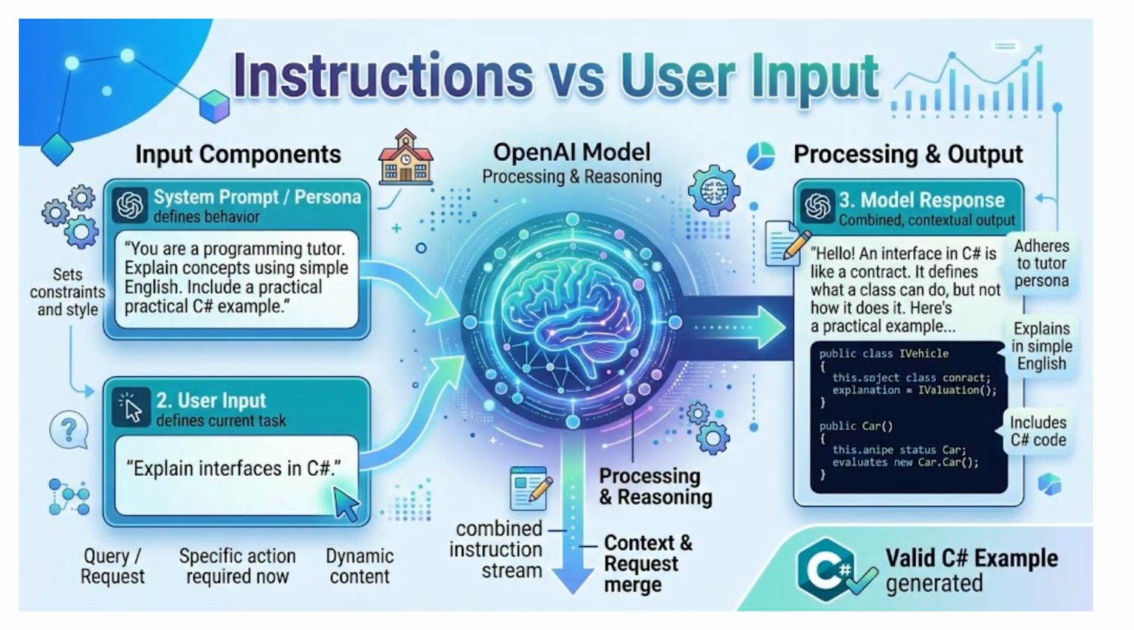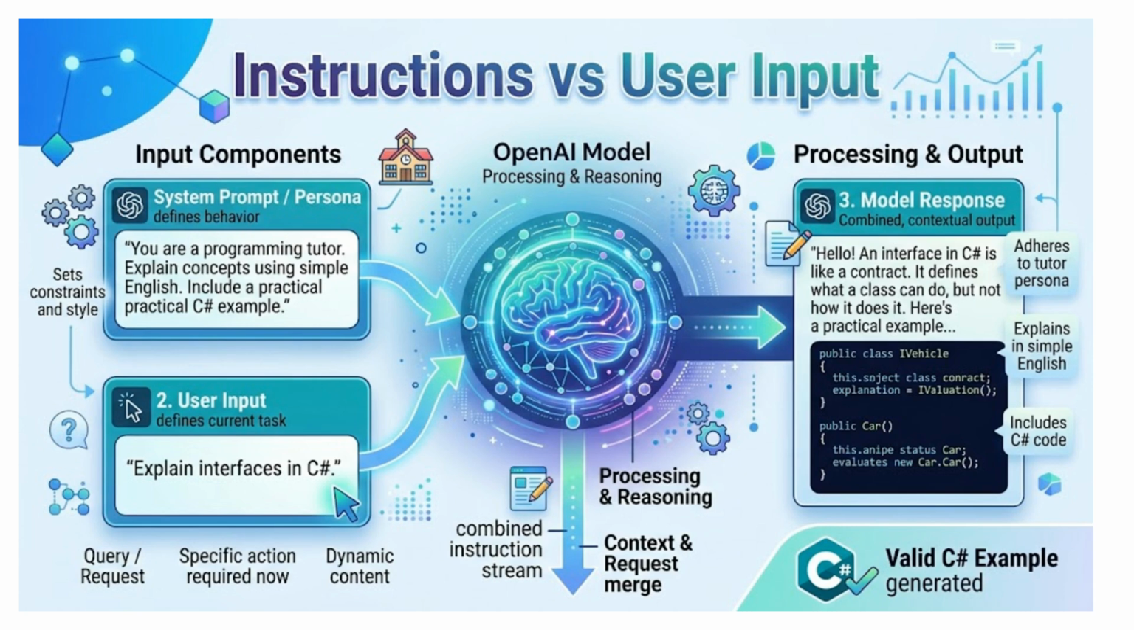When designing an AI application, it is useful to separate instructions from the user's input. The instructions define how the model should behave. For example, "You are a programming tutor. Explain concepts using simple English and include a practical C# example." The user input then defines the specific task. For example, "Explain interfaces in C#." The model combines these instructions with the user's request and generates an appropriate response.